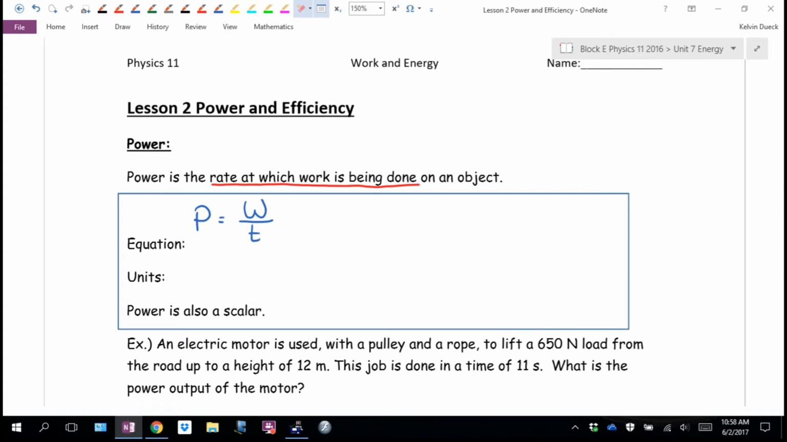What are the units for power? Well, what are the units for work, Connor? What are the units for time? It's joules per second. But this unit is so important, we give it a special name. Power is measured in what? Watts. Symbol capital W. So capital W after a number is the unit watts. Capital W in an equation is work. Sorry. Again, we need more letters in our alphabet. Power is also a scalar.